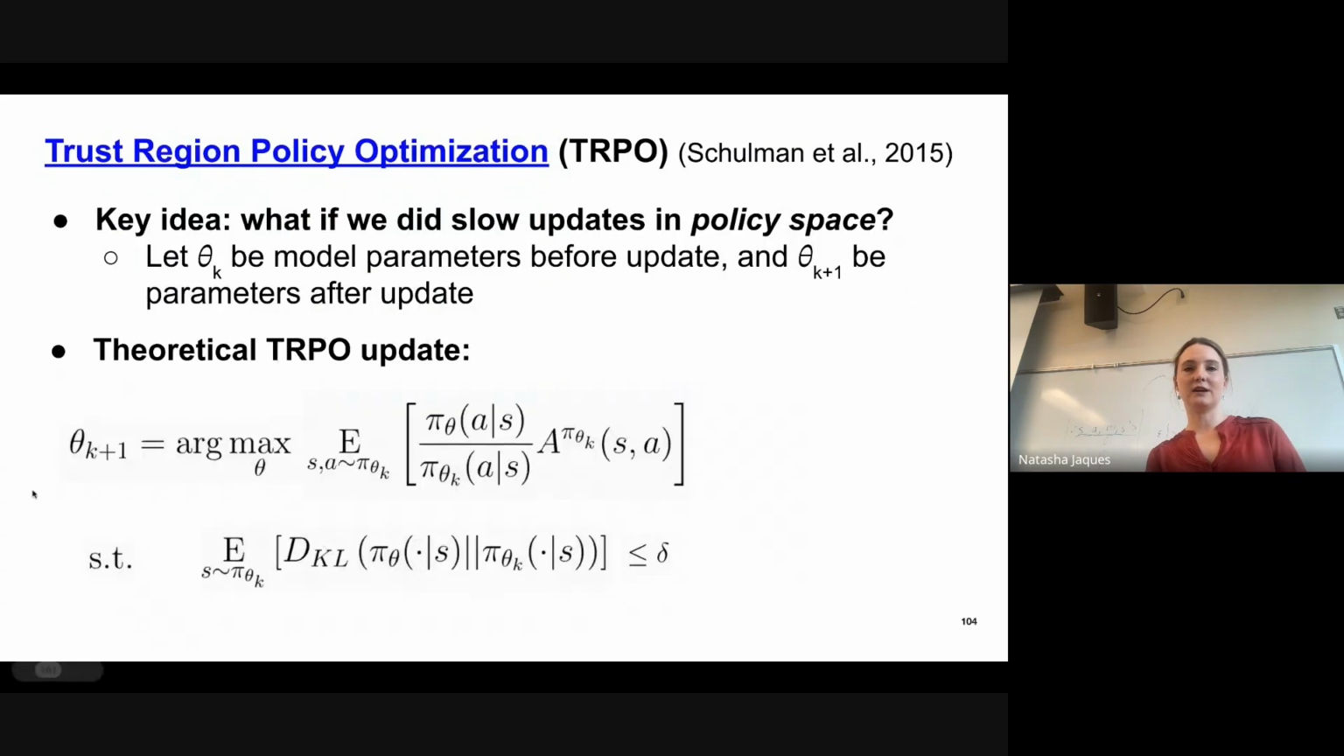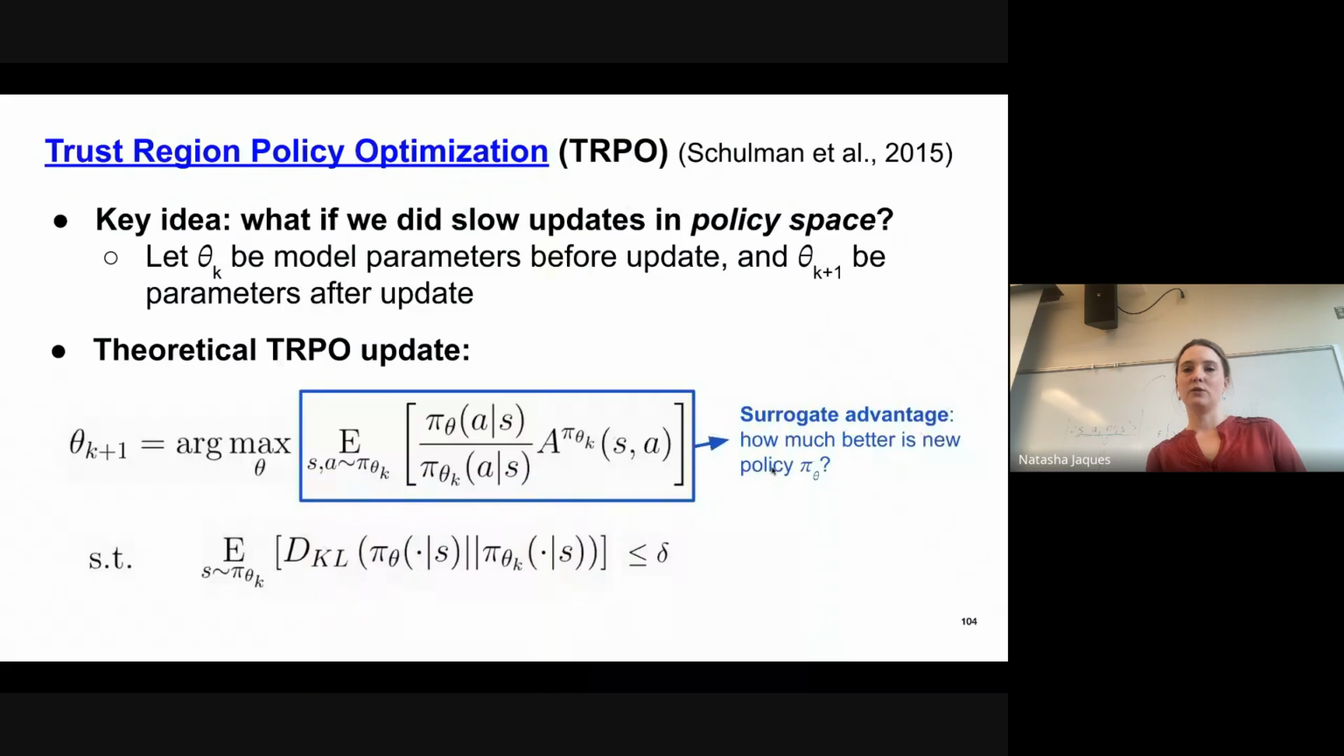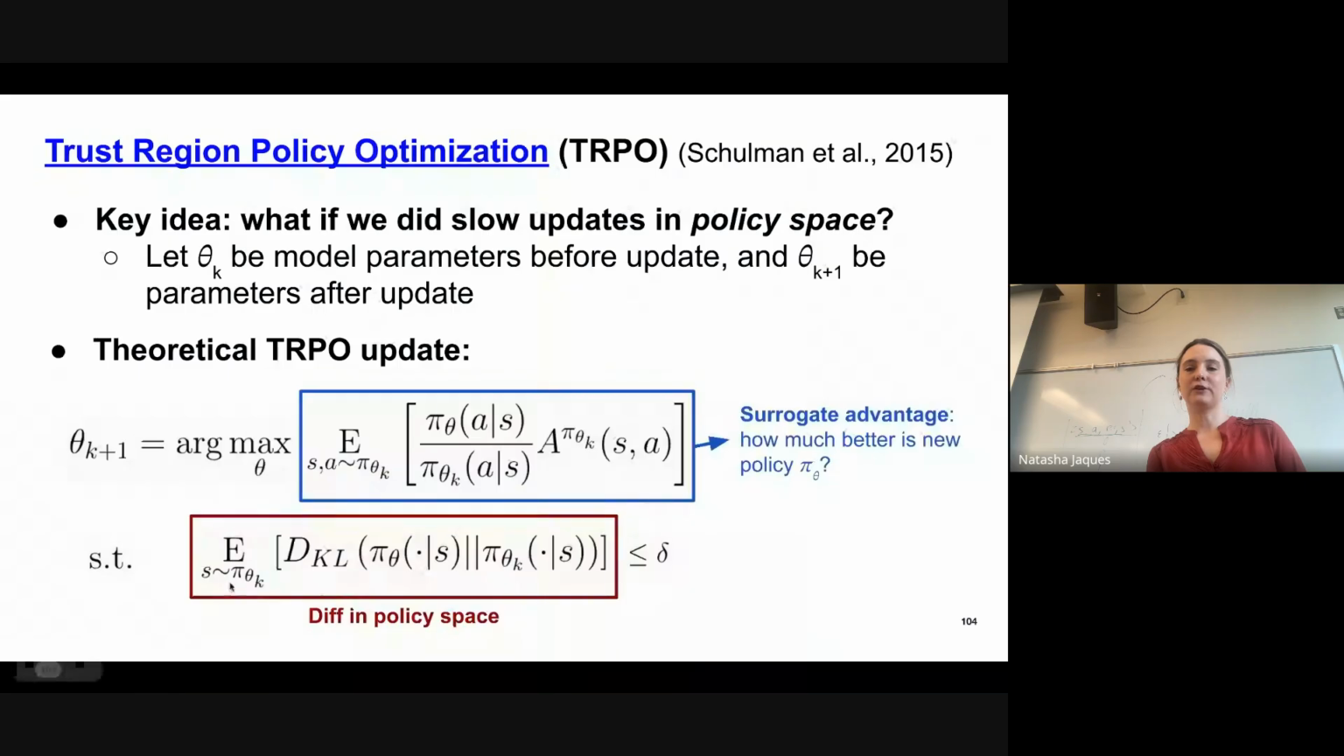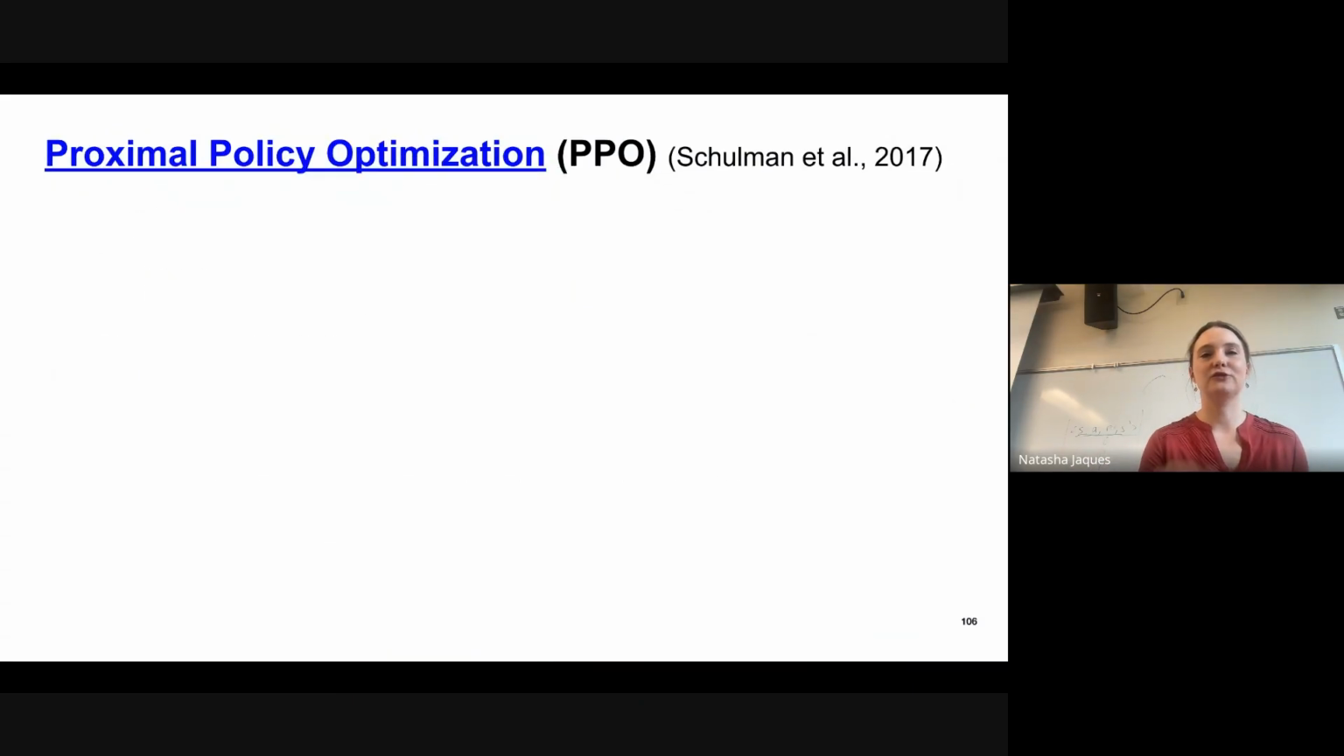So what that looks like in theory is this. We look at how much better is the new policy, but we keep the difference in policy space constrained within this trust region. Now, this type of constrained optimization, beautiful in theory, really hard to do in practice. So TRPO is not what you'll see used in practice these days. Anybody know what you actually see? PPO.